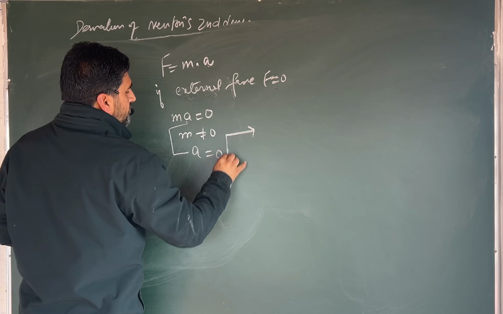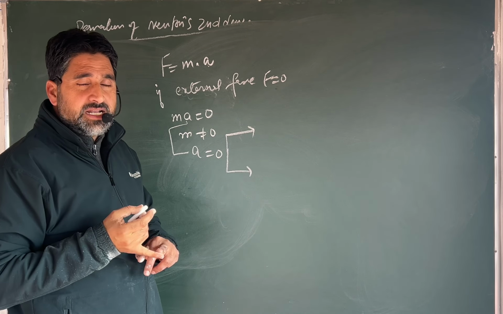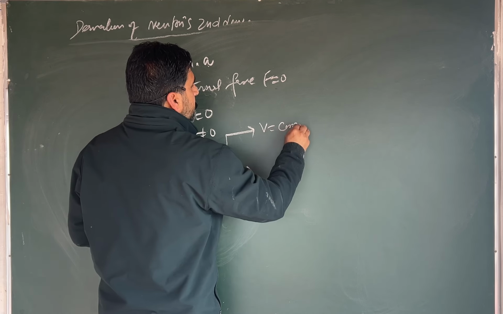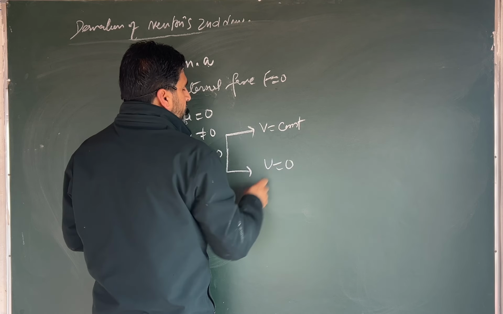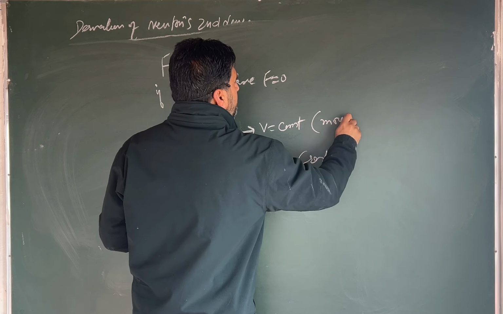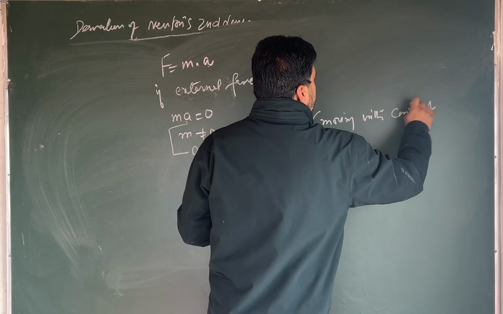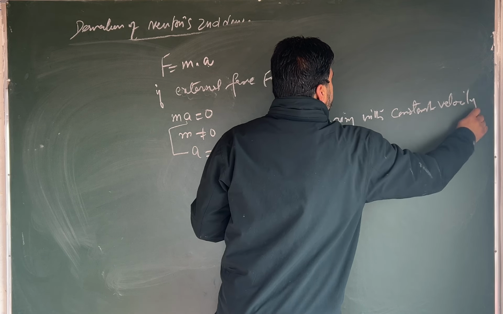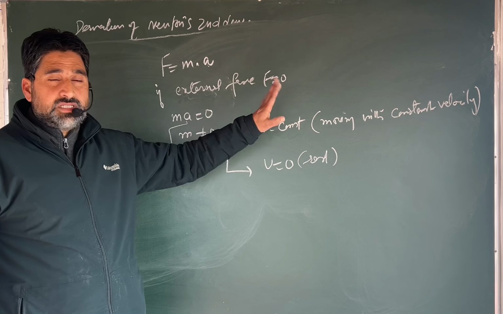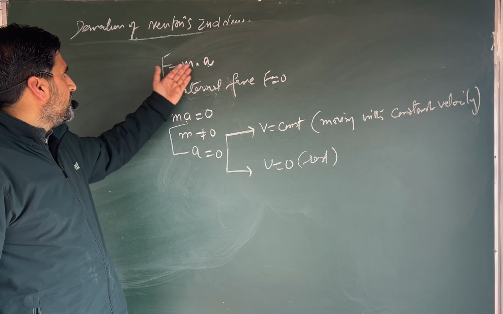When a is 0, there are two ways to understand a is equal to 0. a 0 के बराबर है, इसके दो meanings हैं. Either the object is at rest, that is zero velocity, or the object is moving with constant velocity. याद रखें, if the external force is 0, then there is no external force, there is no change in momentum. Momentum remains conserved. So I can write that in terms of F is equal to ma.